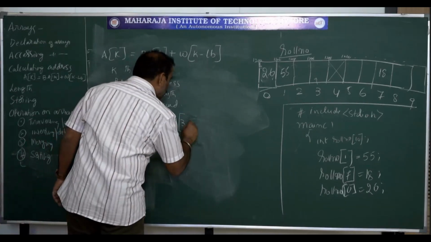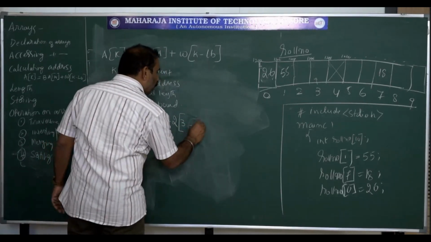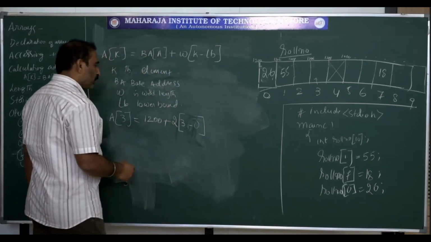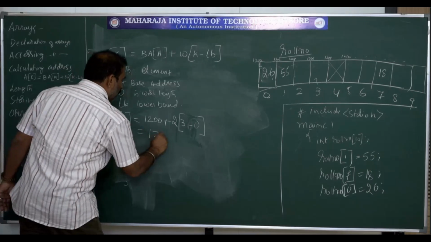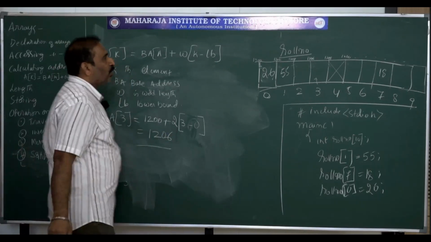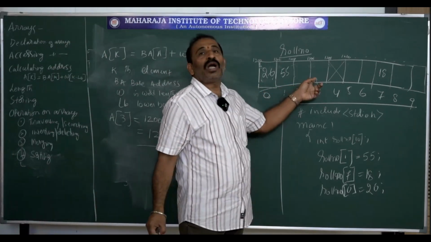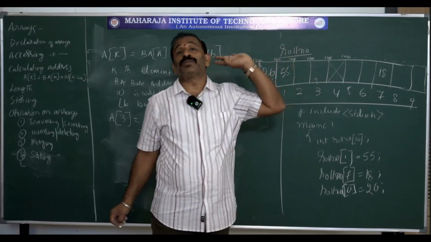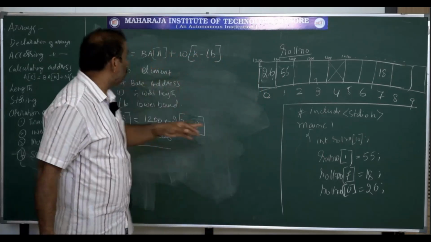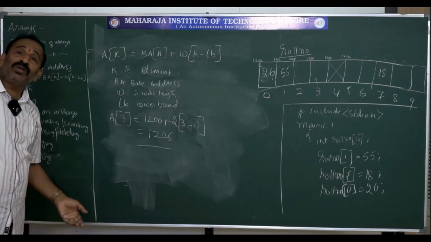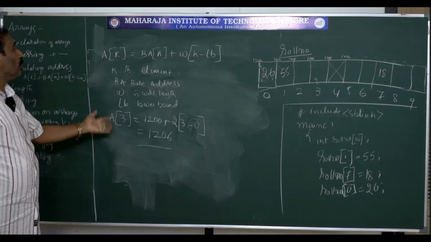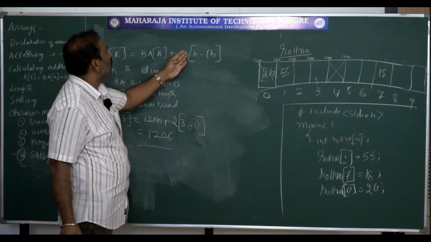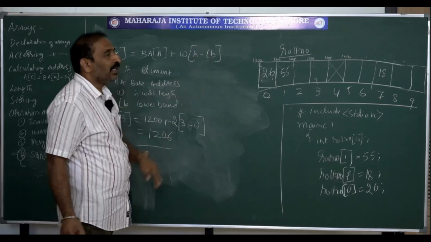3 minus lower bound. Lower bound I start with 0. So therefore I start with 0. So therefore it is 1206. At 1206 you have the 3rd indexed value. So like this you can find out the address of any location, any indexed value by using this formula: A of k is equal to BA of A plus W of k minus LB.